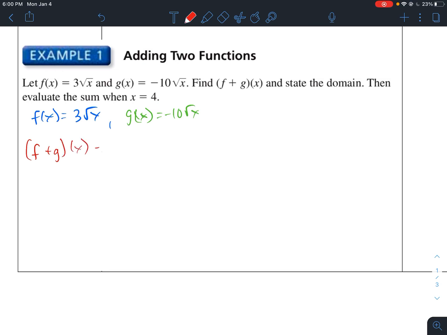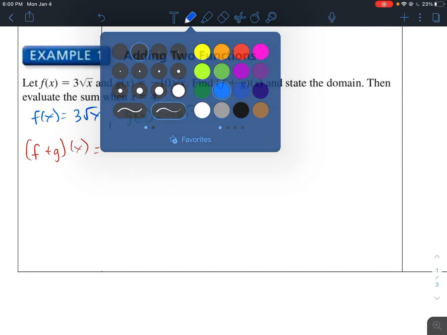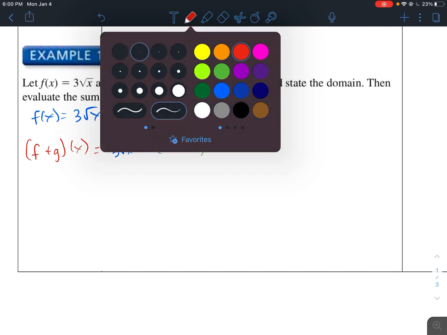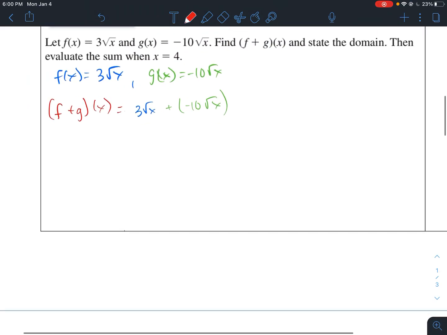Now this is as easy as it gets. All I have to do is take f of x, which is 3 square root of x, and then plus negative 10 square root of x. Whenever I add these together, this is just going to be 3 square root of x minus 10 square root of x, because plus and minus means you just subtract.